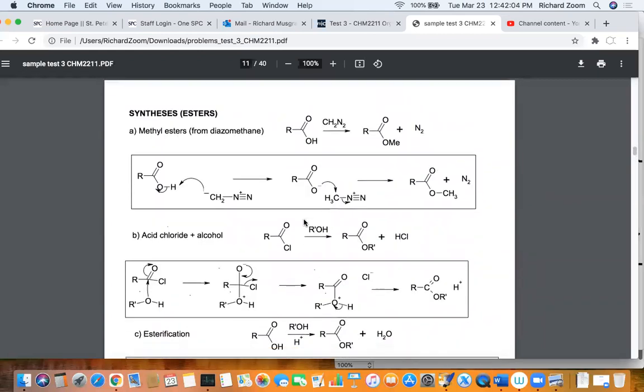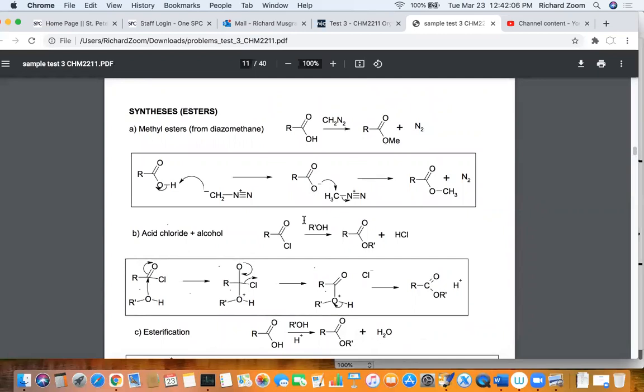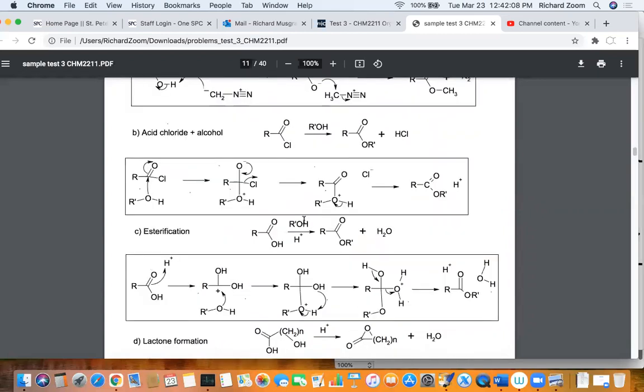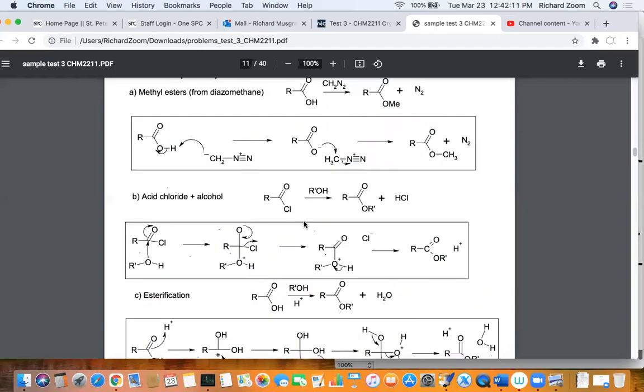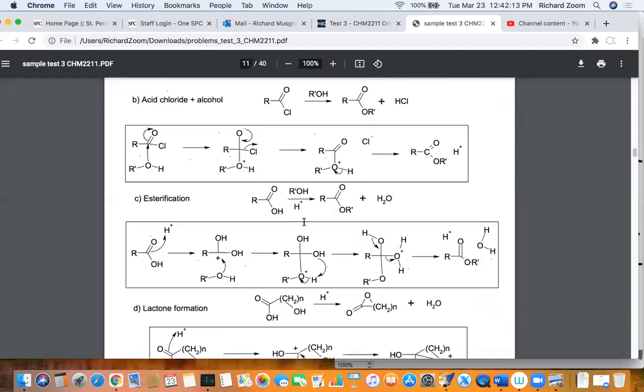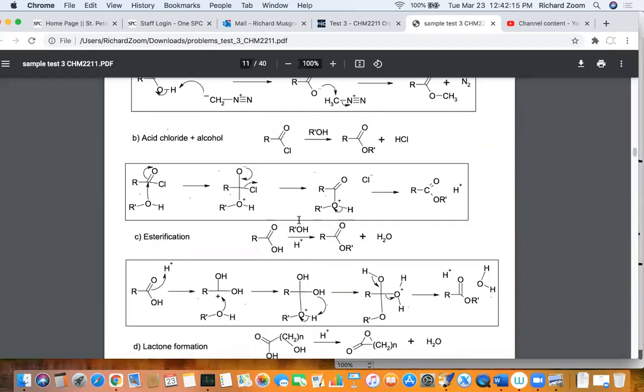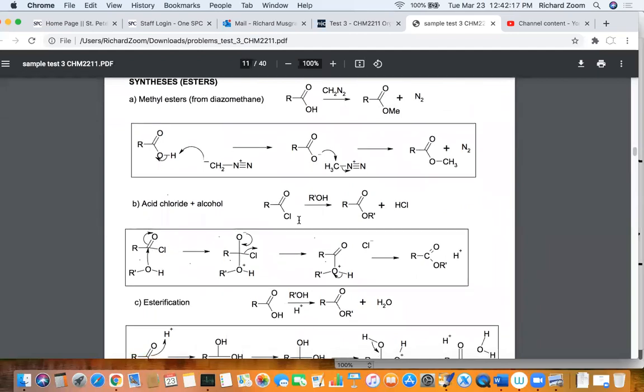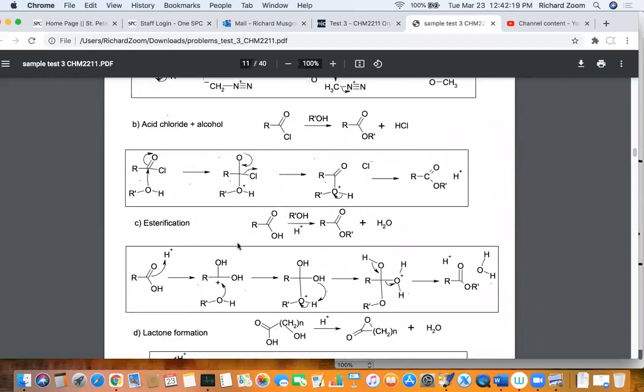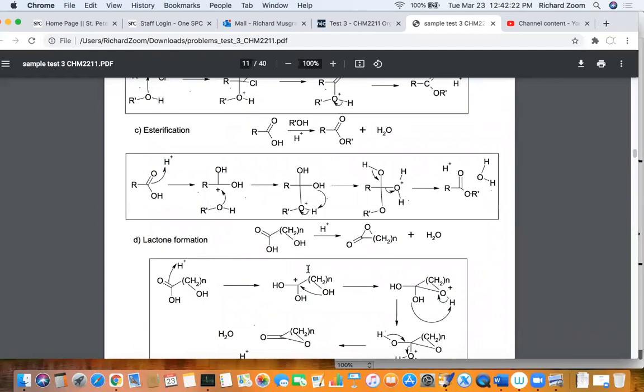It's okay. You can go back to syntheses of esters. We're talking about page 11 here, or actually no, it's page 8, I suppose. You got other and neutral. Other, neutral, acid, and acid. Okay.